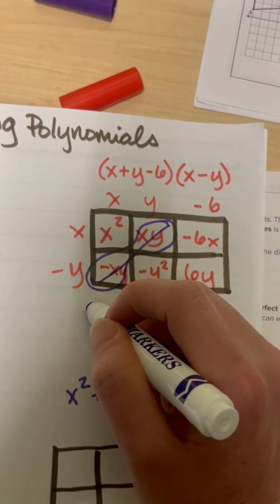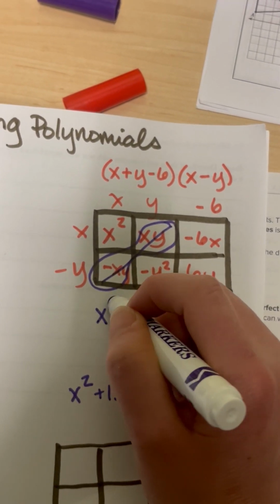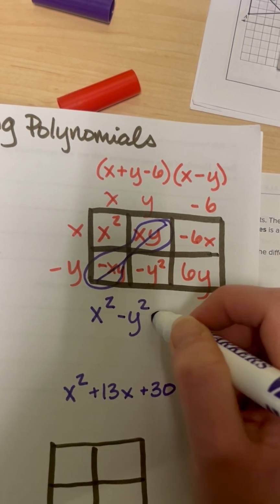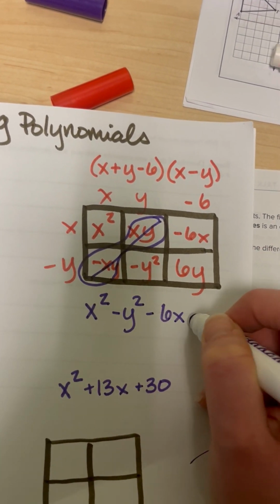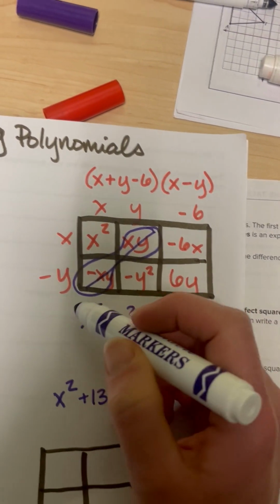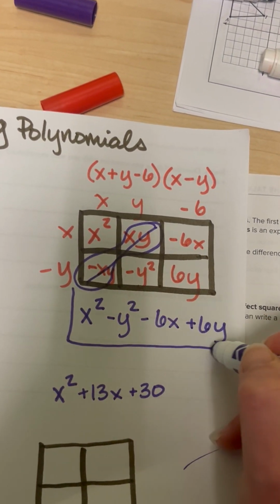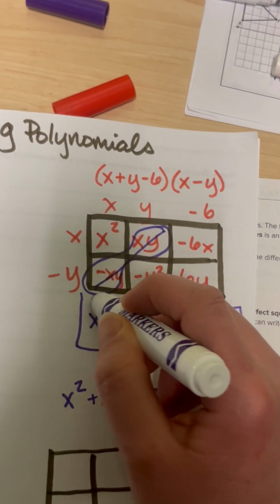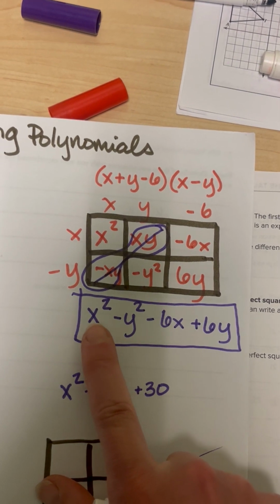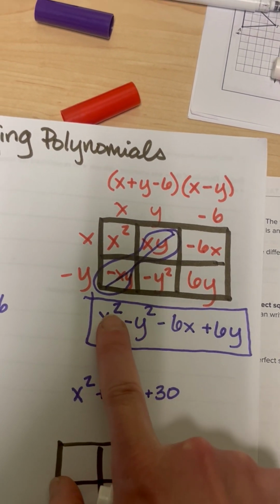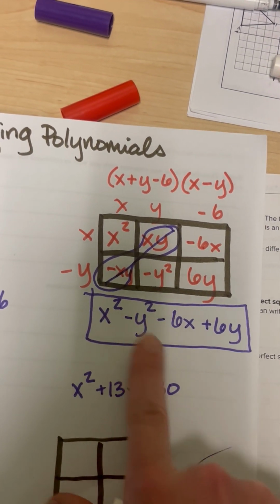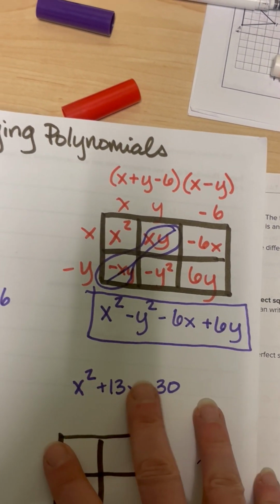So if I write my final answer, I've got x squared, negative y squared, I have negative 6x, and I have positive 6y. And that is my final answer, a polynomial with 4 terms. Just so you know for future, we do always go in alphabetical order. Highest powers go first. So x, y squareds, and then x, y, no squareds.